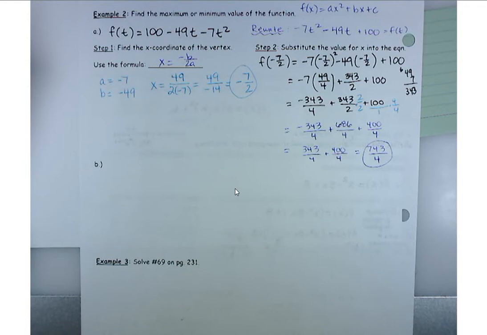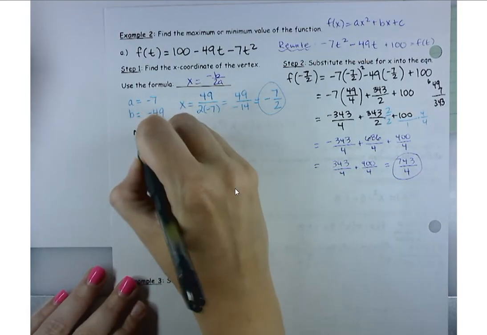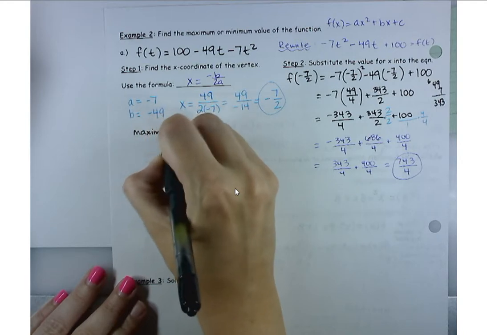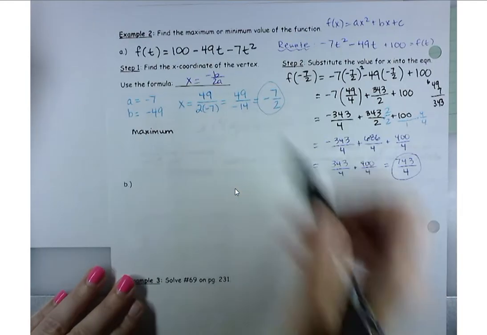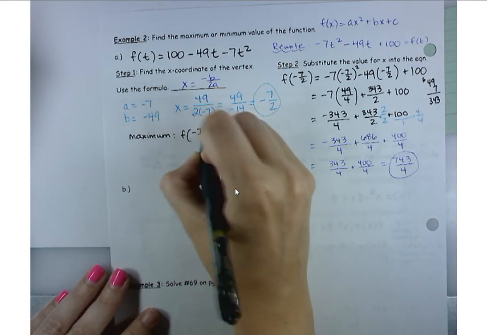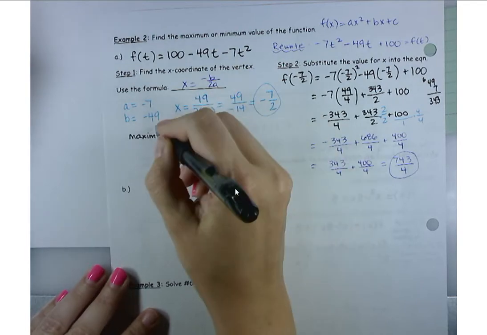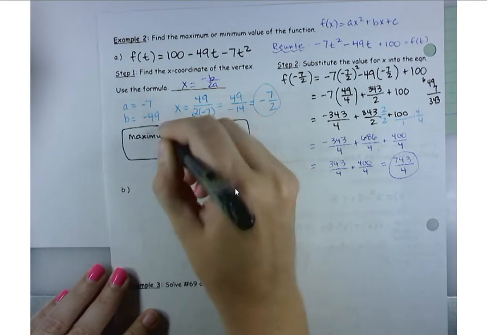Okay, so that is one of your more intensive examples. And then we have to identify if it's a maximum or a minimum. Noelle, what's this one going to be? Maximum. Yep, tell me how you know. Because the A term is -7. Yep, exactly. So your A term is -7, that's negative, and then we're going to write it in function notation. So f of -7 over 2 is equal to 743 over 4. And there you go.